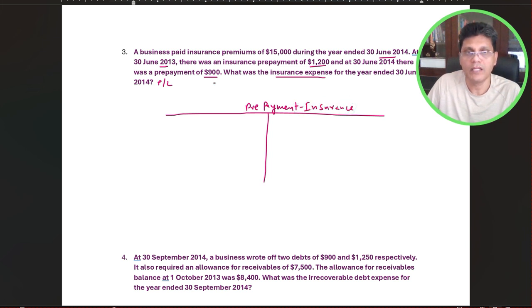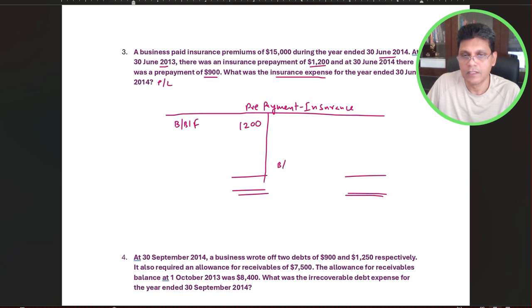Let's take the opening balance first. There was an insurance prepayment of 1,200 at the beginning, so your balance brought forward was 1,200. And at 30th June 2014, there was a prepayment of 900. Therefore, the closing balance will be the balance carried forward, which is 900 US dollars. This will be the carried forward balance to the next financial period, so the balance brought forward is 900.